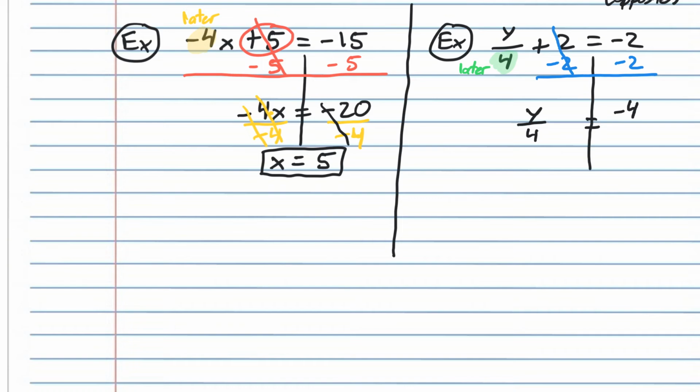Okay, now we got to get rid of the 4 over here that's underneath the y. This says y divided by 4. So the opposite of division is multiplication. So we'll multiply by 4 on this side. Whatever you do to one side, make sure you do to both. Okay, the 4's cancel each other out. And leftovers, we get y is equal to negative 16. Positive times negative makes negative, and 4 times 4 is 16.